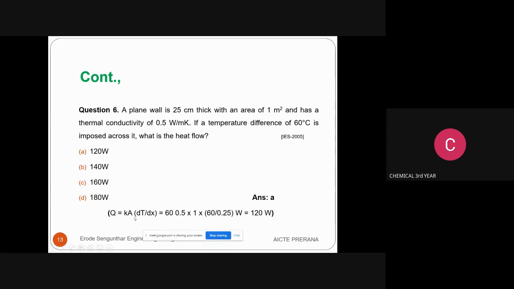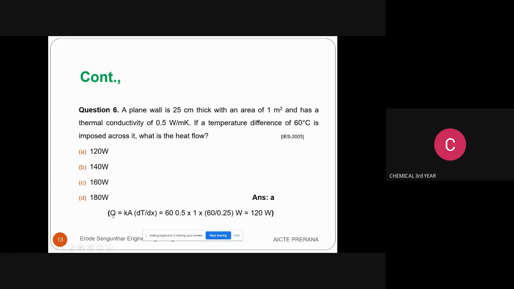So if we substitute in this formula, Q is equal to kA dT by dx, Fourier's law of heat conduction mathematical expression: 0.5 into 1 into 60 divided by 0.25. We will have 120 watt. So that is your Q value. A is your answer. For question number 6, option A is the answer, 120 watt.